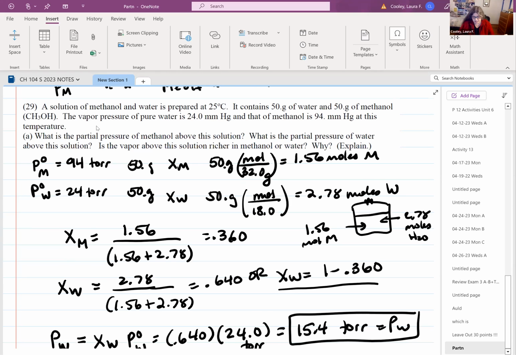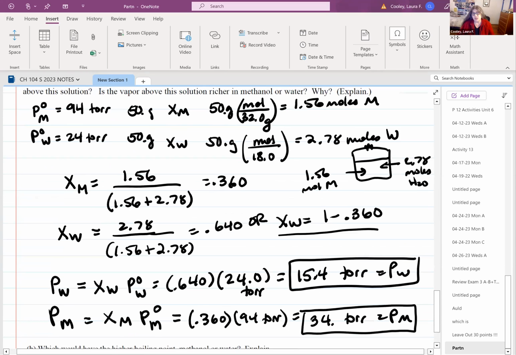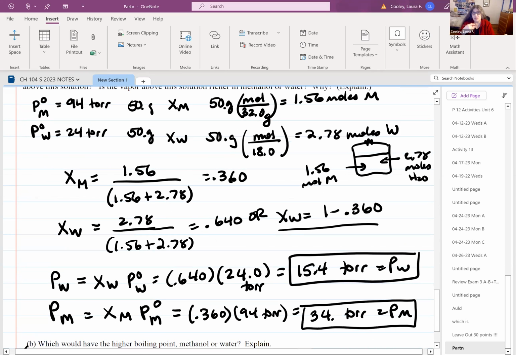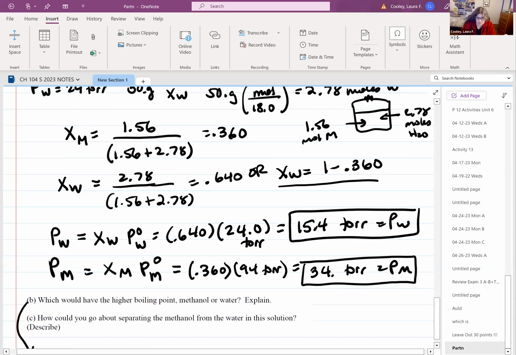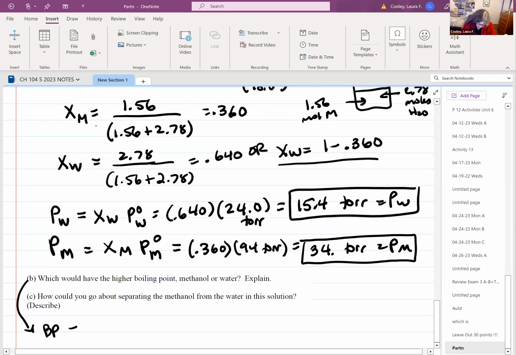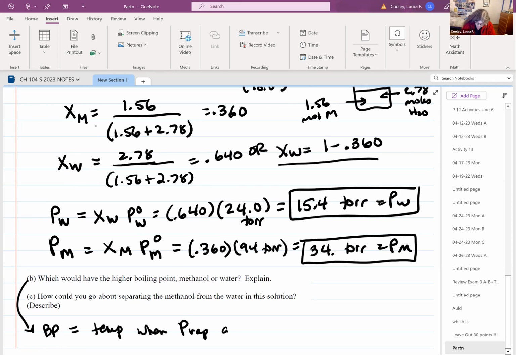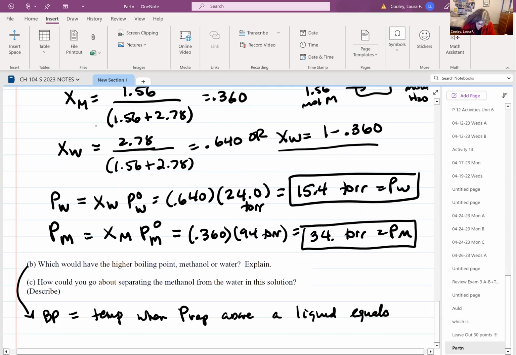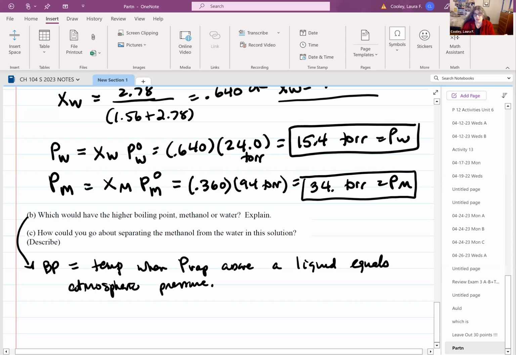So boiling technically is the temperature at which the vapor pressure above a liquid equals whatever the atmospheric pressure is. So that's technically what it is, right? The boiling point is the temperature when the vapor pressure above a liquid equals the atmospheric pressure. So at sea level, that's 1 atmosphere, or 760 millimeters. So when the vapor pressure gets up to 760 is when you see those giant bubbles.